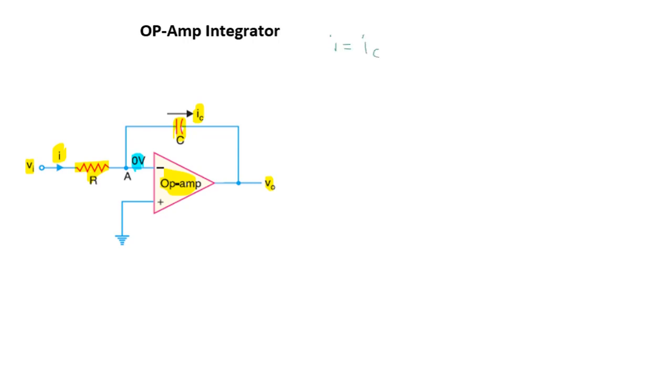Now IC is the current through the capacitor. We know that V is equal to IR, so I is equal to V by R. So I will be equal to Vi minus 0 by R. Equation അങ്ങനെ വന്നത്, what is I?